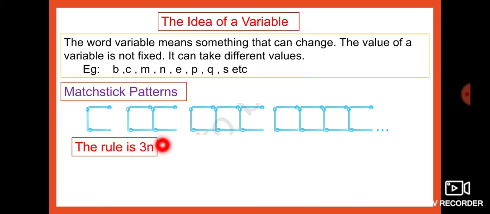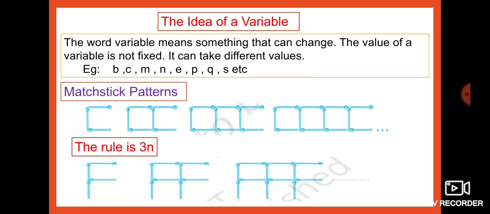Here, instead of n, you can use any variable, any letter: 3x, 3y, 3a, 3b, etc. So the rule is 3n. How did we get 3? Here 3 matchsticks are used. Here 3 times 2, 3 times 3, 3 times 4. So the rule is 3n. This chapter is very simple. Listen very carefully. Next, another matchstick pattern.